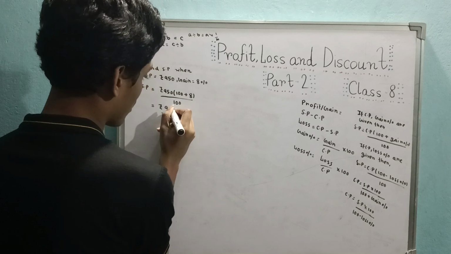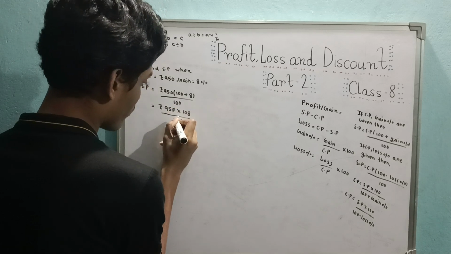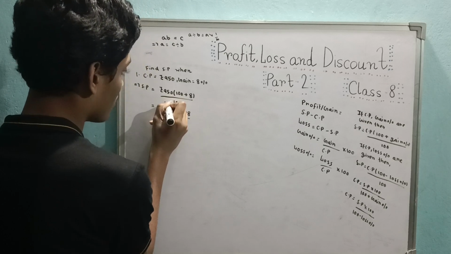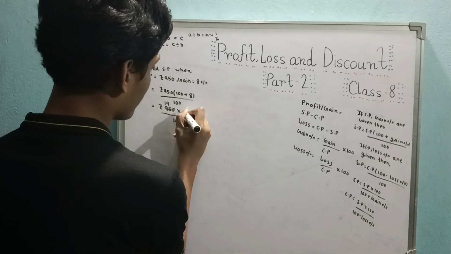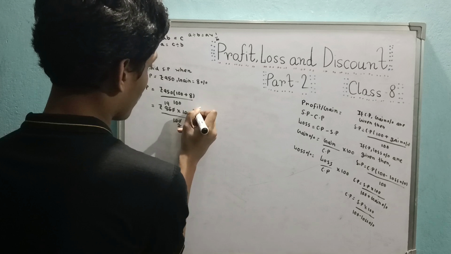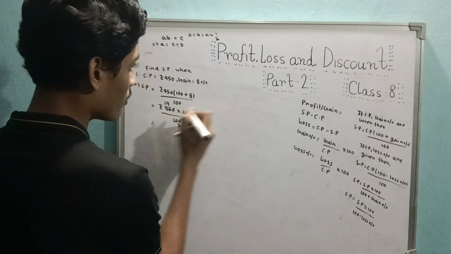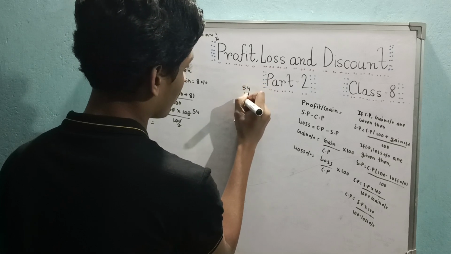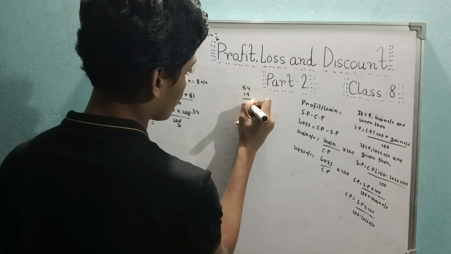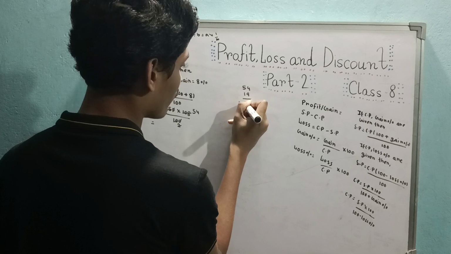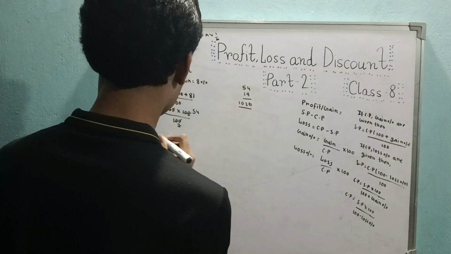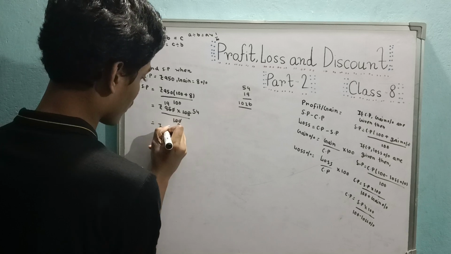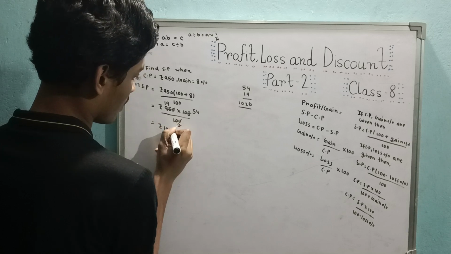Okay, 10 is out of the way. 5, 2, 5, 19. 2 goes out. 54. What is this now? 54 into 19. Quick maths. 1026 is the answer, I think. Rupees 1026. Let me just check, guys.